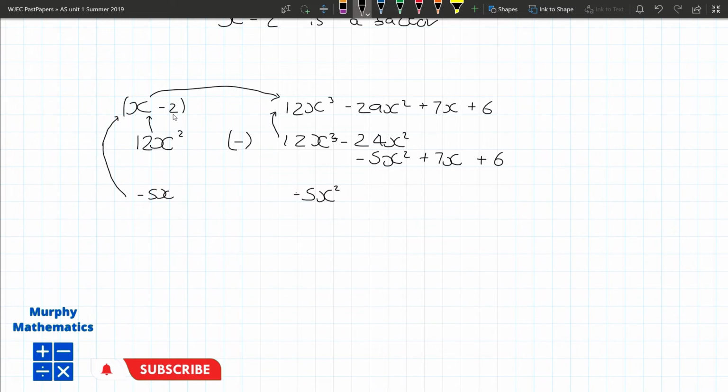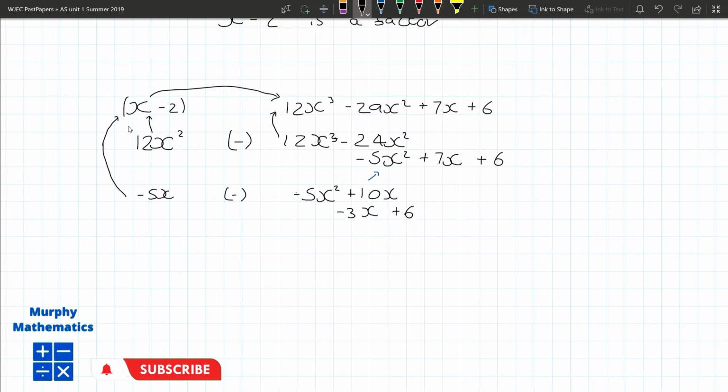So minus 5x times minus 2, we're going to have positive 10x. And we're going to minus that away from here. So that means minus 5x squared minus minus 5x squared will be 0. We're going to have 7x minus 10x, so we're going to have minus 3x. And then we're going to have this plus 6 left.